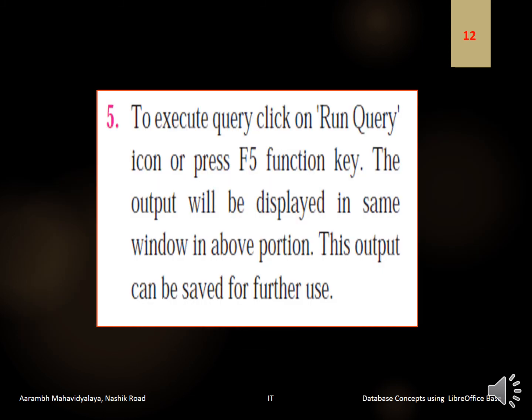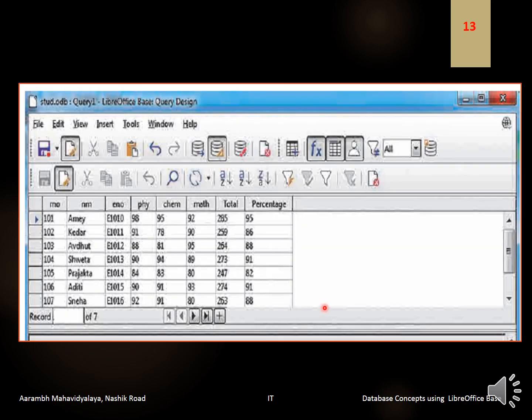Now our processing is completed. You have to see the output. Therefore, you have to run the query. Now to execute the query, click on the run query icon or just press the F5 function key. The output will be displayed as shown in the next window, and we can use this output to create another query also.